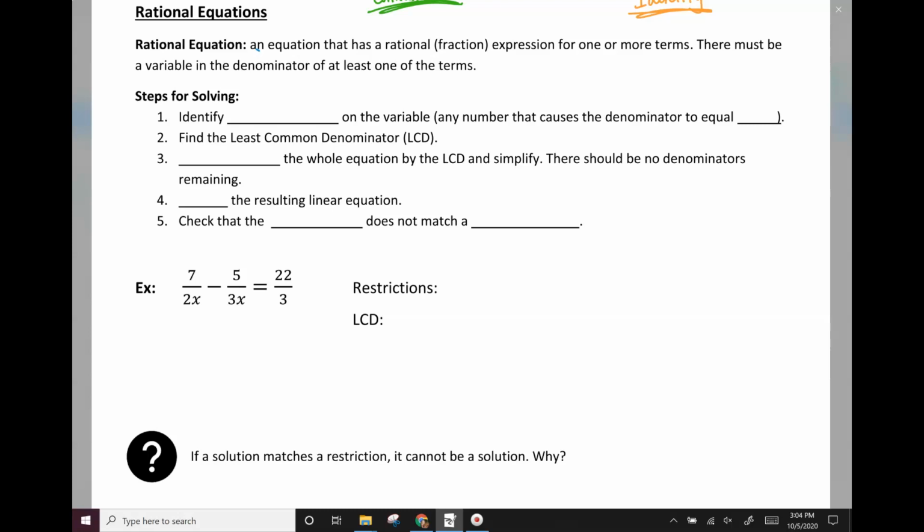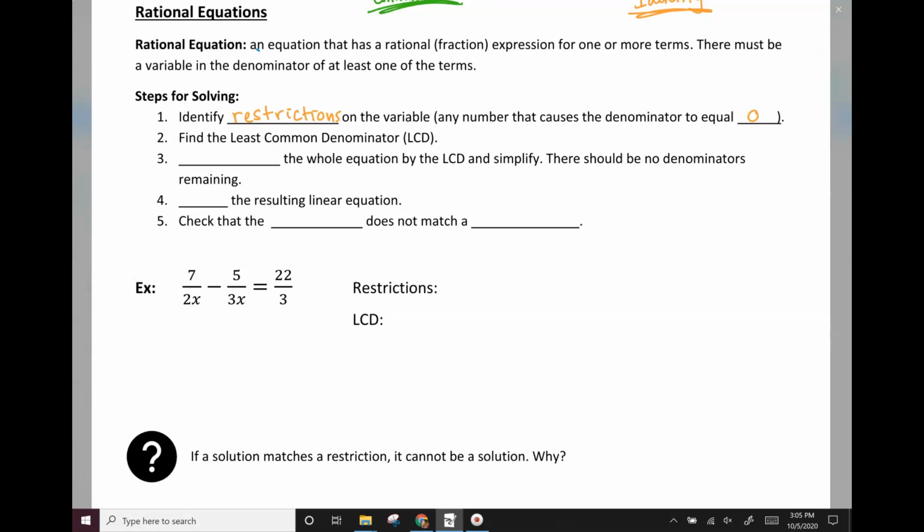So, steps for solving. We are going to look at restrictions on the variable this time. Step 1 is to identify restrictions on the variable, and that's going to be any number that causes the denominator to equal 0. Because you can't divide by 0, any number that would cause you to divide by 0 will be restricted from the variable.